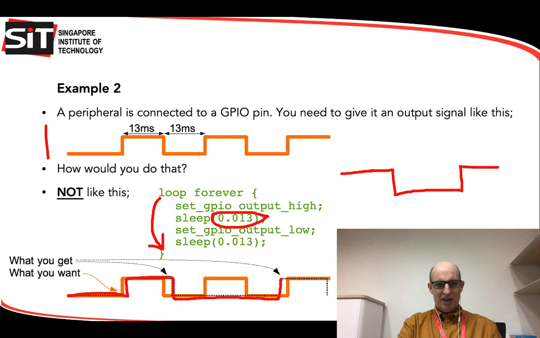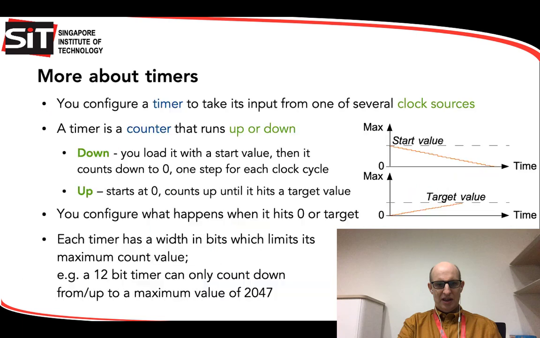Once you've slept for a longer period, you wake up and you still start counting again 13 milliseconds, but you might sleep a bit longer again. What happens is everything stretches out and it becomes very, very irregular. You don't do it in this way. How you would do it is you would configure a timer.